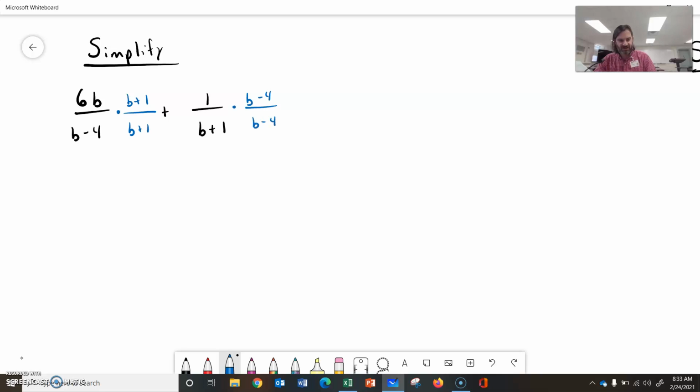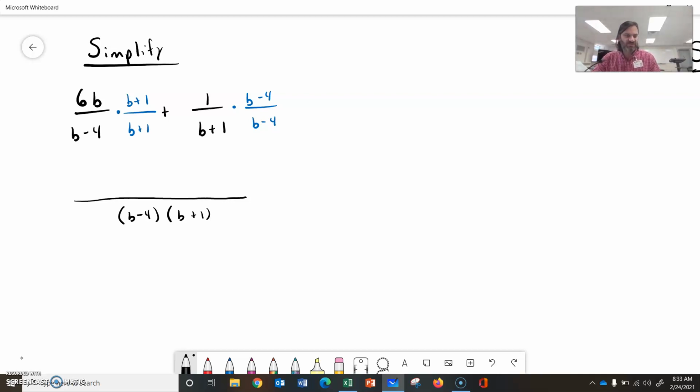So by multiplying the top and bottom by the same thing, I'm not changing the value, I'm just changing the way it looks. Okay, so I'm going to have one great big fraction now, and it's going to have a common denominator of b minus 4 times b plus 1. Okay, and I could multiply those together, but if we're going to try and cancel out any common factors after we add them together, we probably want to leave it factored. That way it'd be obvious if anything is going to cancel out.